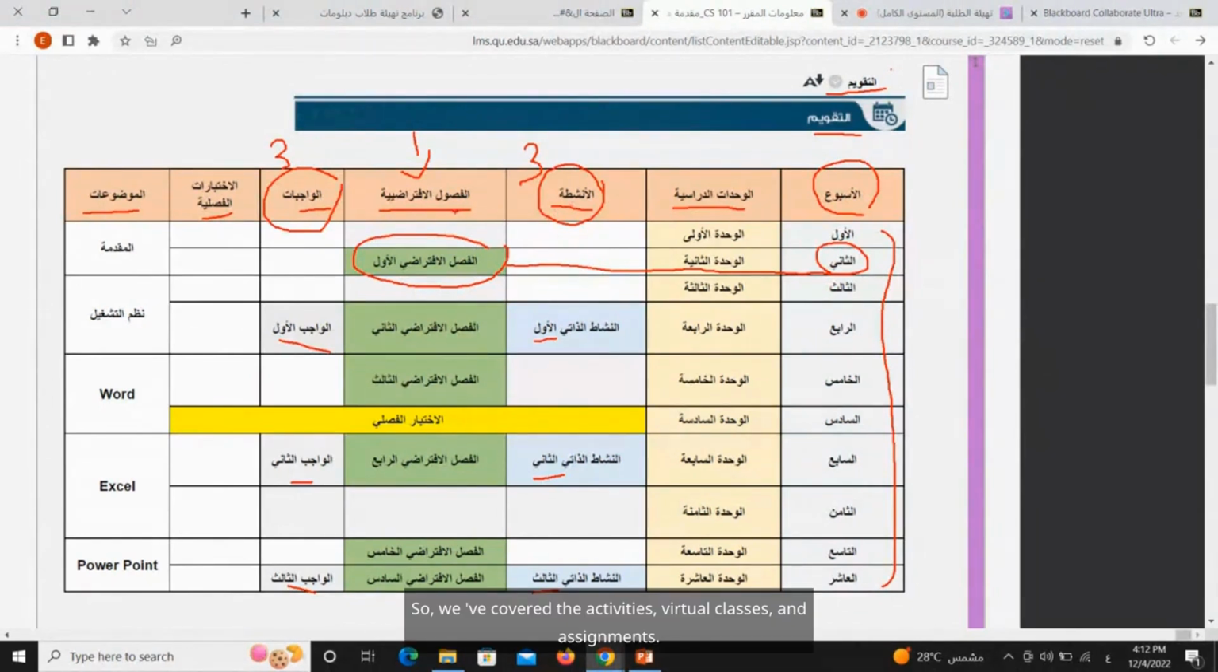So we've covered the activities, virtual classes, and assignments. Now, there's also something called study units. You'll notice that every week, like in the first week, there will be the first unit. What do we do with this first unit? You need to open the first unit, browse through it, and read it. After you read it in the first week, there will be a simple test about the first unit that you must complete. You have to complete it, all right?